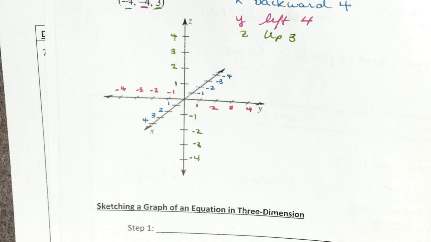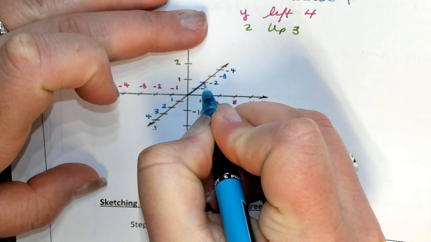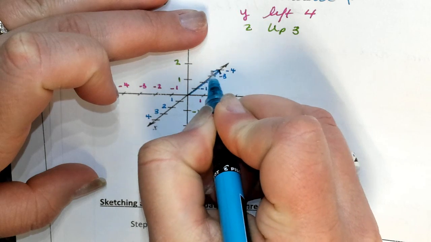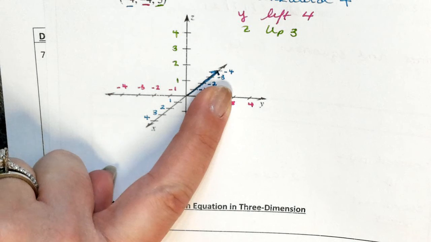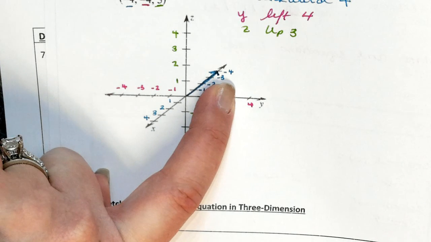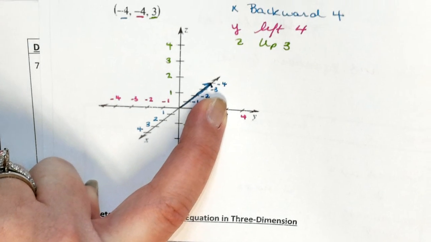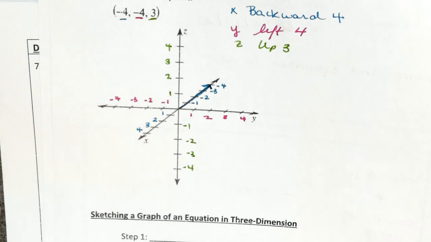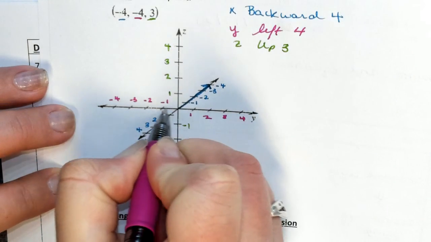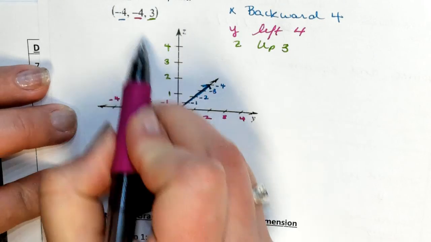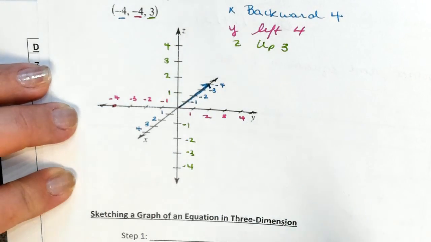So, when we go to graph this, we're going to go back 4. So we're going back to that -4 there. Okay, that's our first step. Then we're going to go to the left 4. Well, when you go to the left 4, or go to the y-axis, and look for -4, we're right here.